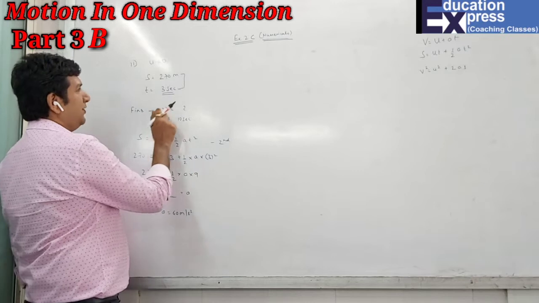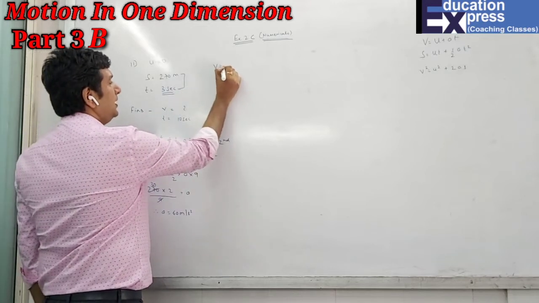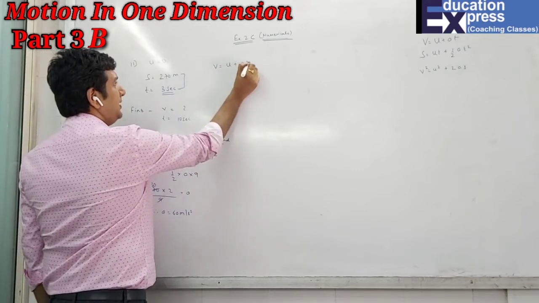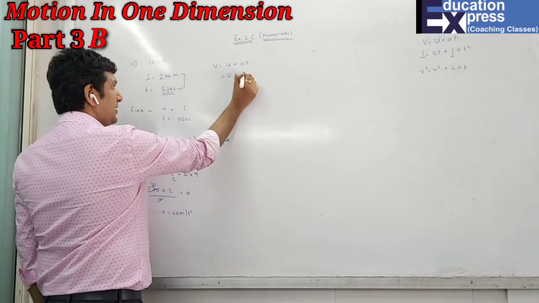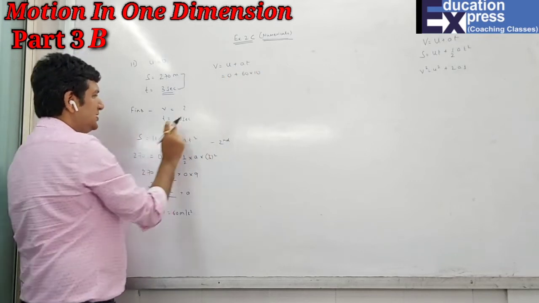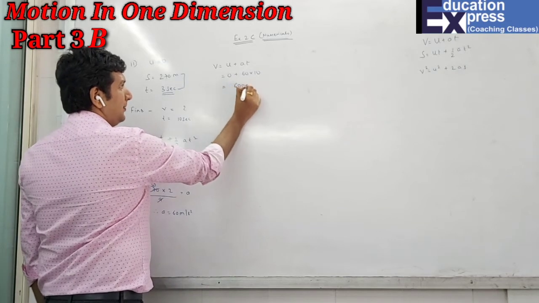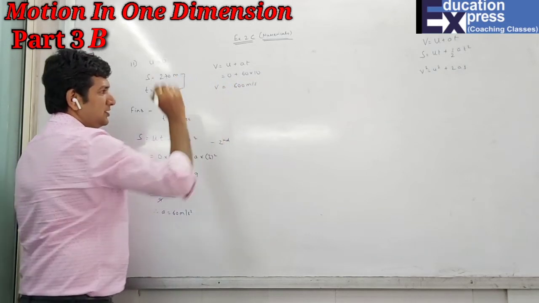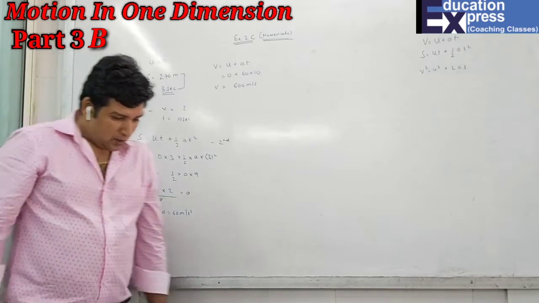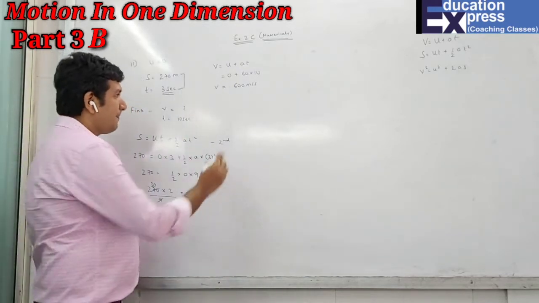Now they asked us for the final velocity. So v = u + at. u is 0, acceleration is 60, and time is how many seconds they asked? 10 seconds. 0 plus 600 is 600 meters per second. The final velocity is 600 meters per second. Done. 12th sum.